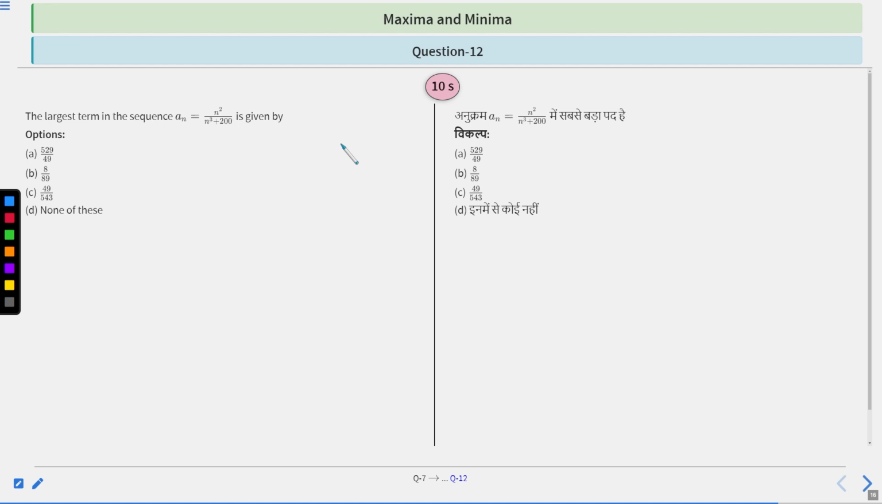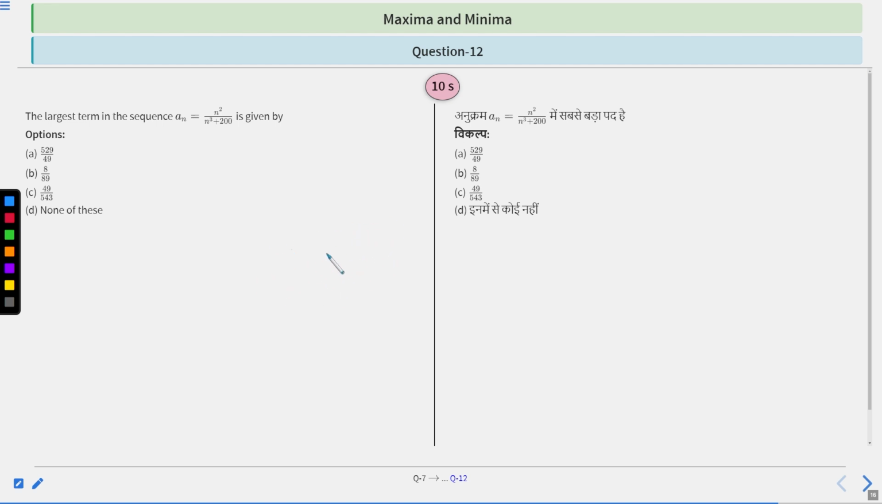We will apply the quotient rule to find the differentiation. Clear? And at the critical point, we will find before the critical point what is the sign of f dash x, and after the critical point what is the sign of f dash x, right? If f dash x is from positive to negative, then there will be a point of maxima. And if f dash x is from negative to positive, then there will be a point of minima, right? Got it? So in this way, you can approach this question.